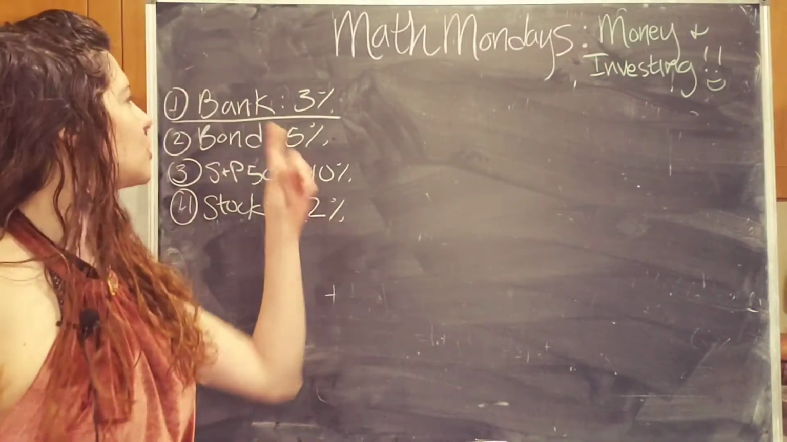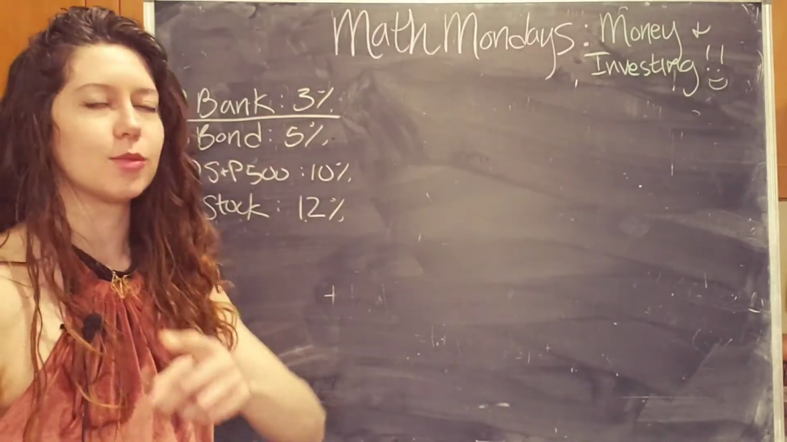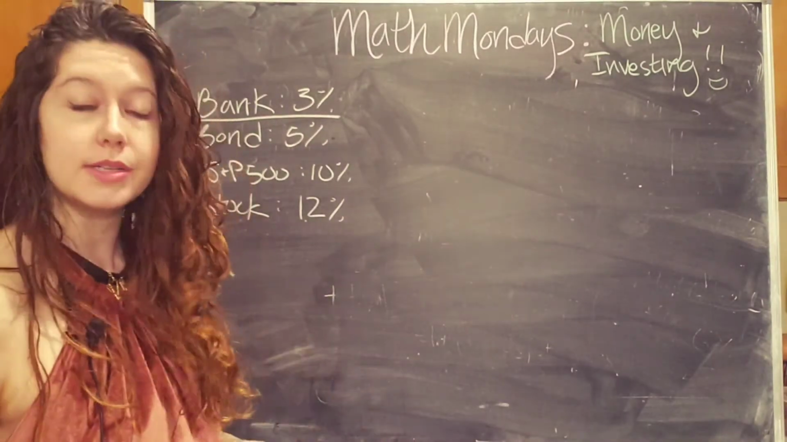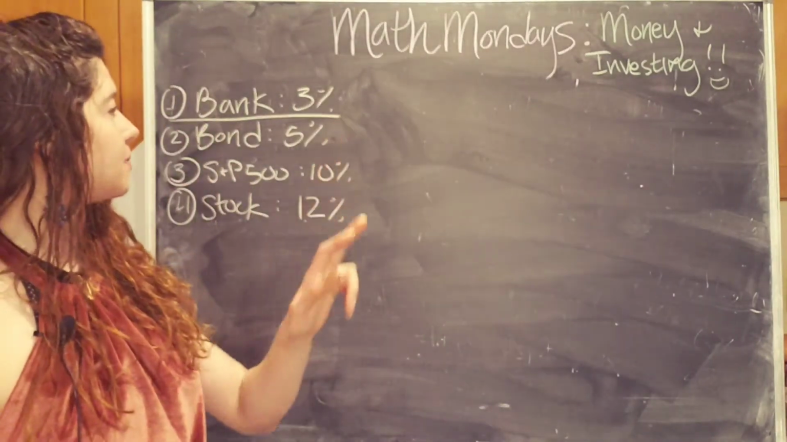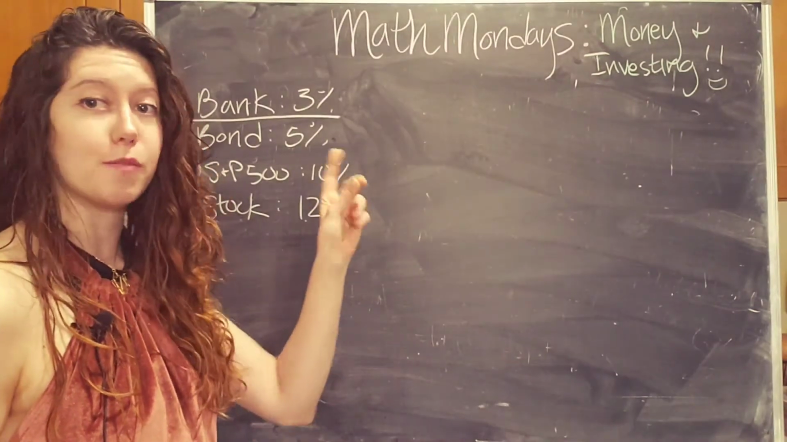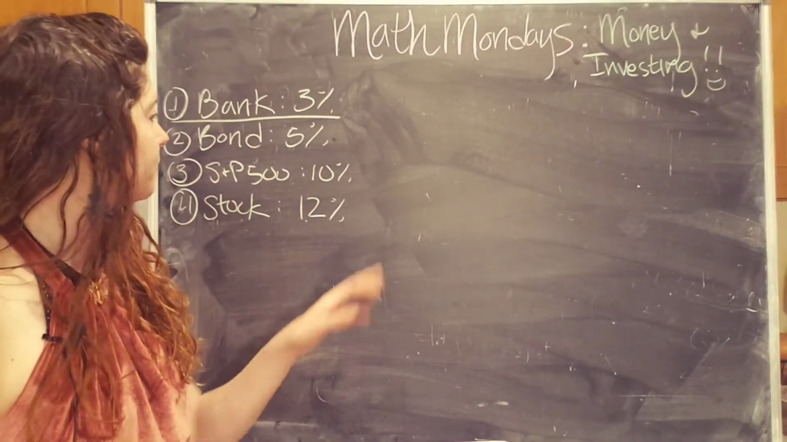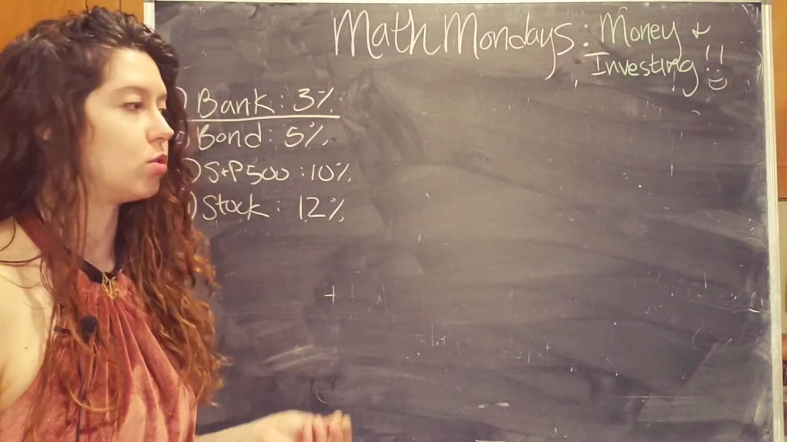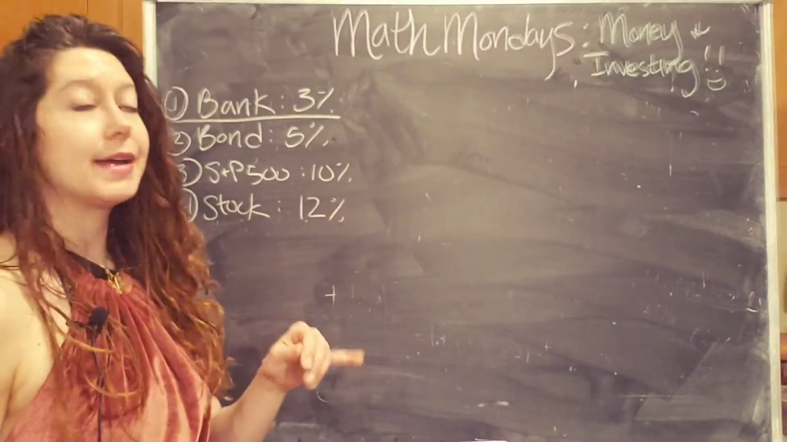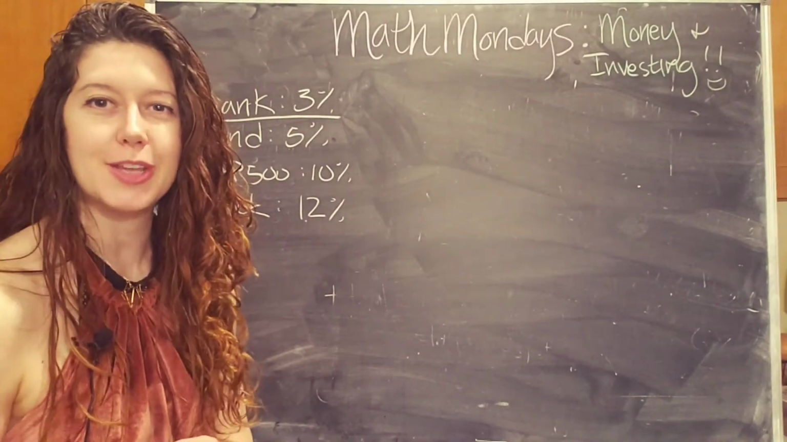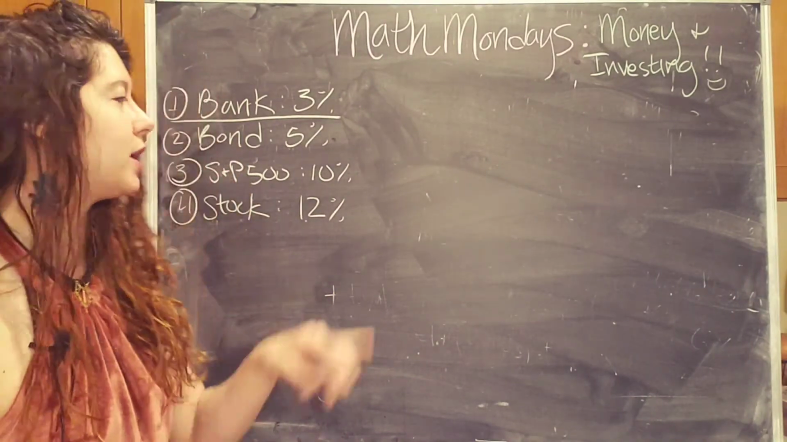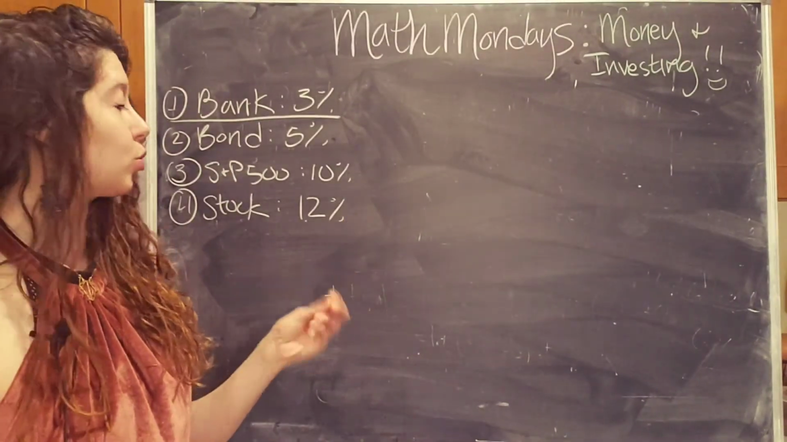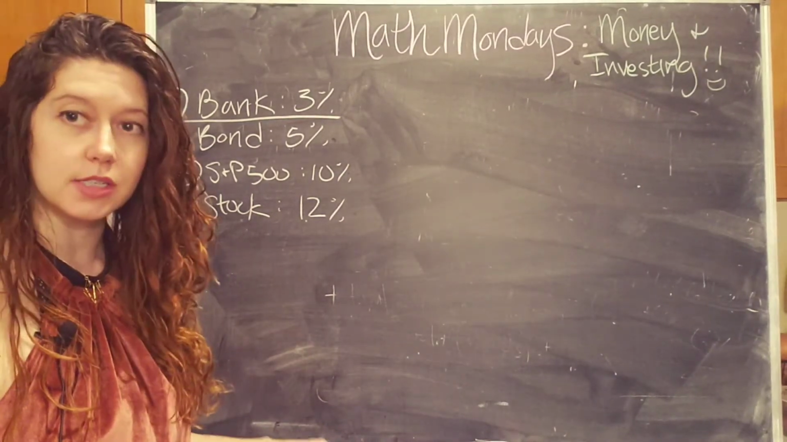So your first option is to put it in a bank, which will give you about 3% increase every year. Your second option is to buy a government bond, which will give you about 5% average annual rate of return. S&P 500 will give you about 10% average annual rate of return. And if you buy a specific stock for a company that will still exist in 2020, you can expect an average annual rate of return of about 12%.